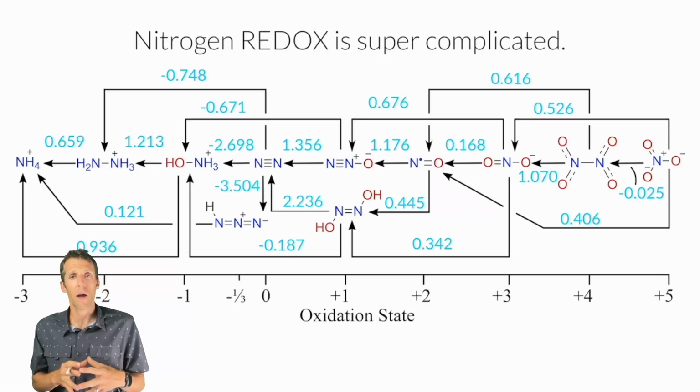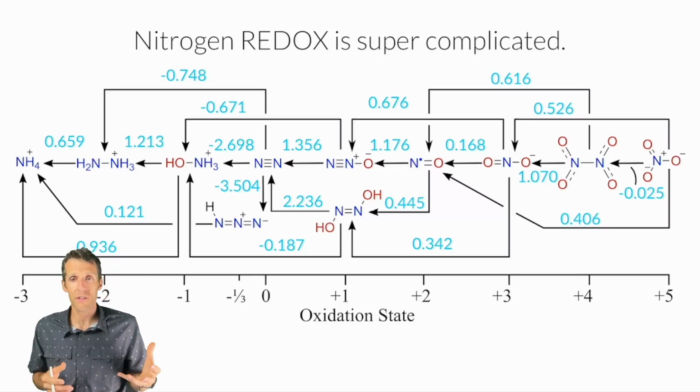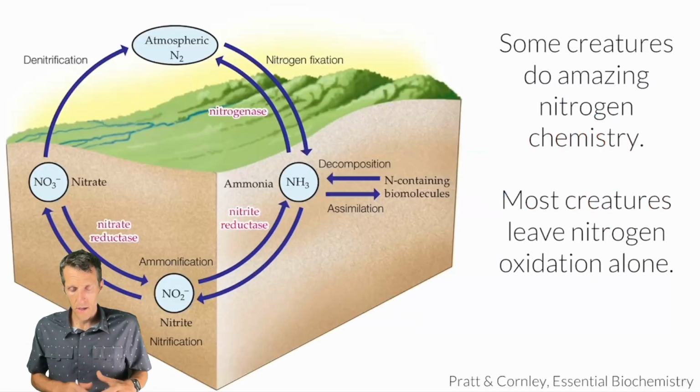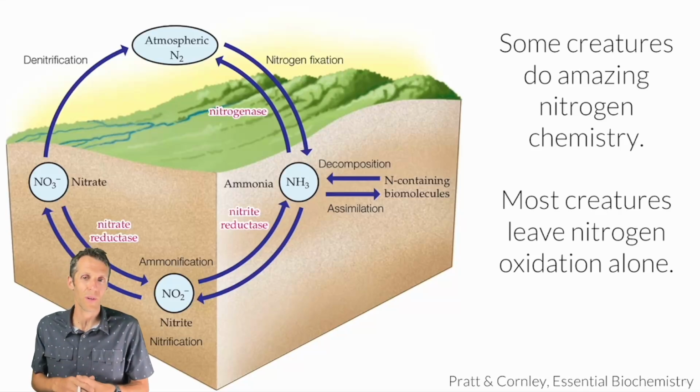In a past video, I talked about how nitrogen redox is a super complicated thing. If you write out all of the different oxidation states and you map out the pathways between them and the standard state reduction potentials, what you see is it's just an extraordinarily complicated mess. Some creatures deal with that horrible mess of chemistry, but we don't.